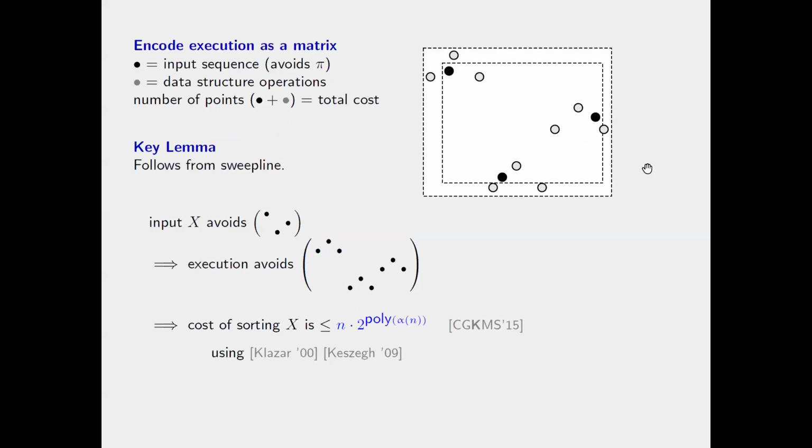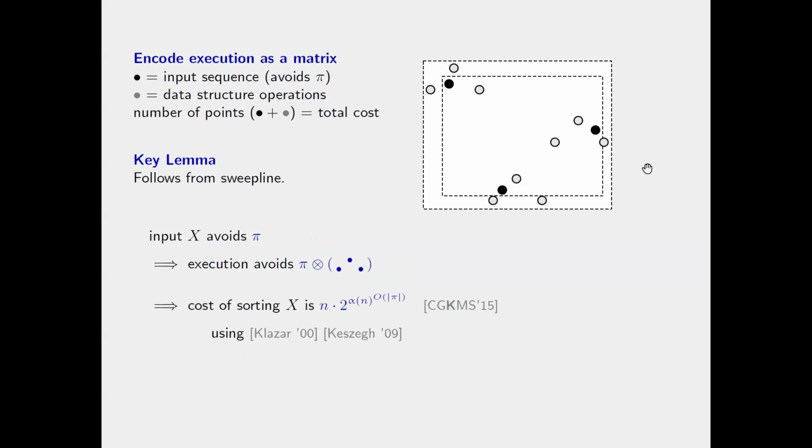Okay, and then again, we can go to the literature and see how dense this matrix can be if it avoids this pattern. And it turns out to be slightly superlinear. It's n times some function which depends on this inverse Ackermann function. But more generally, if your input avoids some pattern pi, then the execution of your insertion sort will avoid this pattern pi tensor product with this gadget. So each entry is replaced by this gadget.